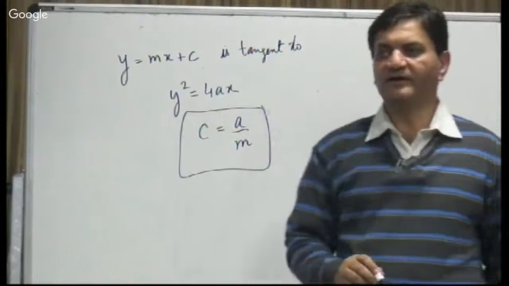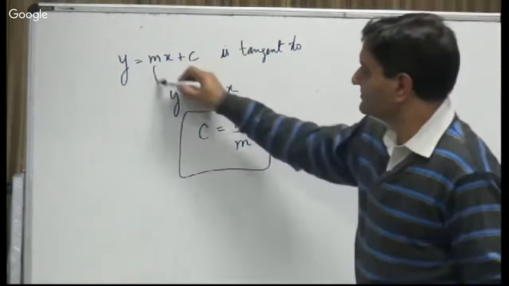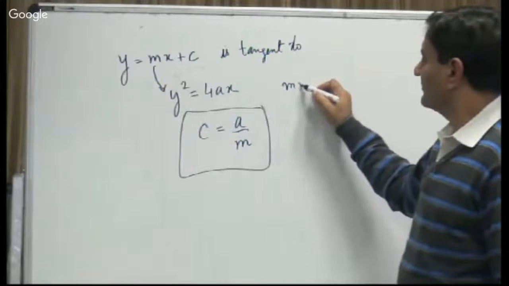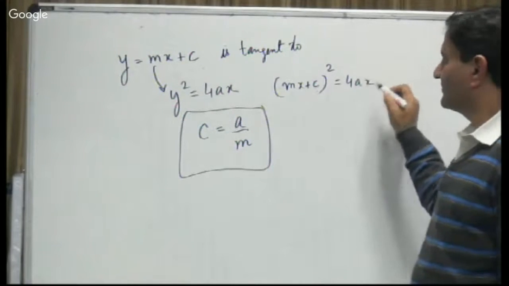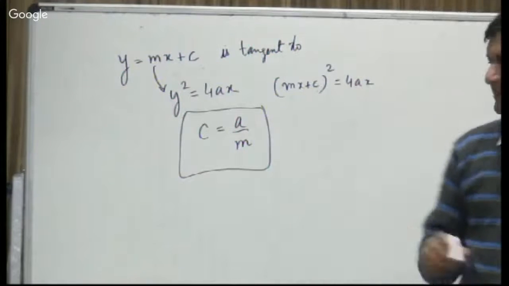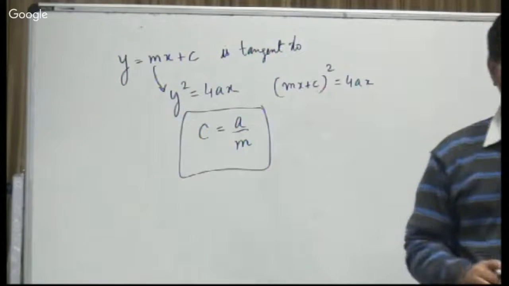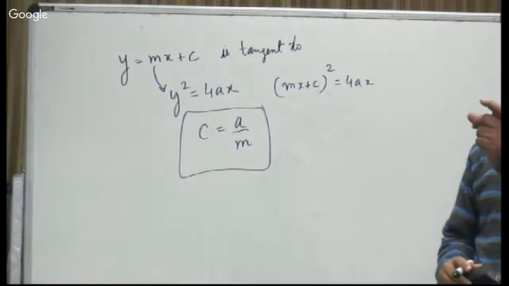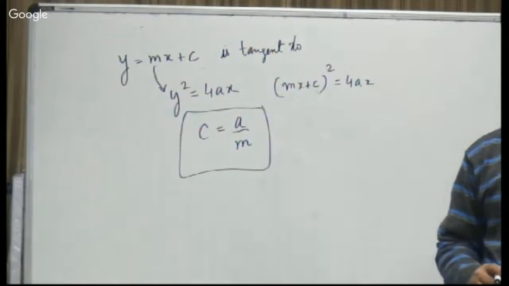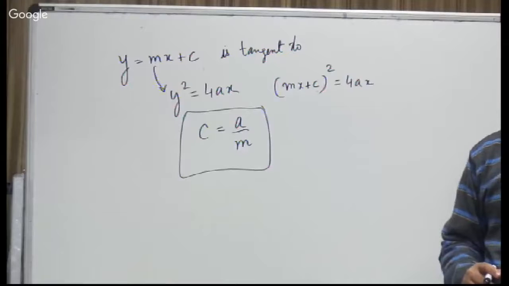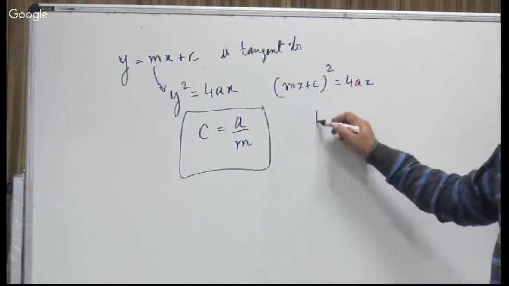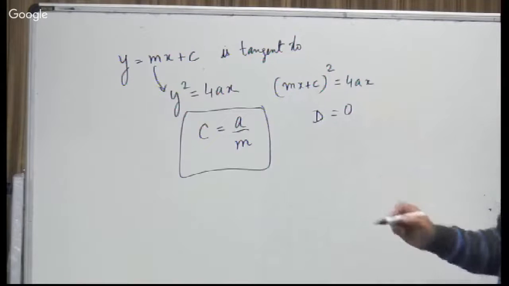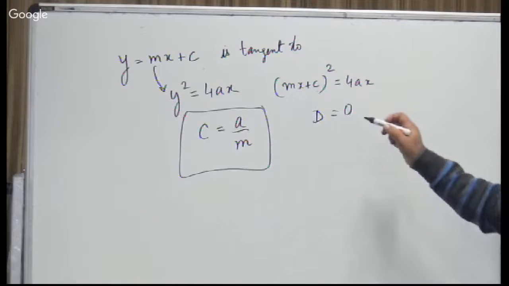See how you can determine this? In place of y, you substitute this value. So you will get mx plus c whole square is equal to 4ax, right? This is a quadratic. In case of a tangent, the two roots will coincide. You will have a common point. So what you do is you find the discriminant of this and equate it equal to 0. On equating the discriminant equal to 0, you will get c equal to a by m, right?